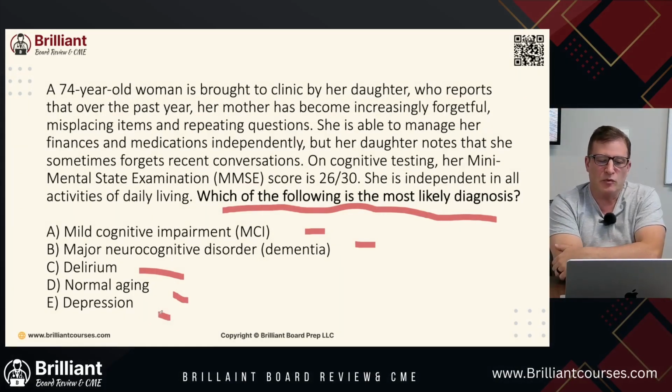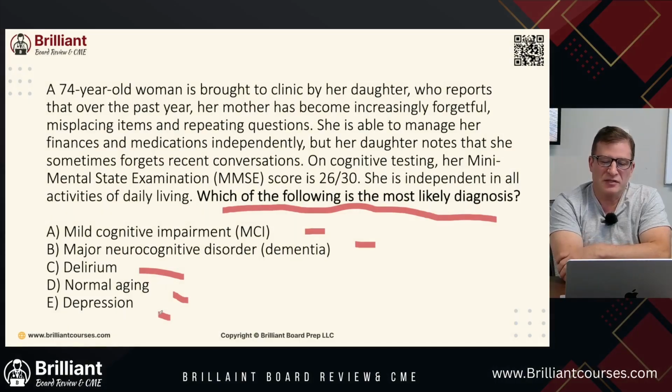This is a 74-year-old woman who's brought to the clinic by her daughter, who reports that over the past year her mother is becoming increasingly forgetful, misplacing objects, and repeating questions. She's able to manage her finances and medications independently, but her daughter notices sometimes she forgets recent conversations.